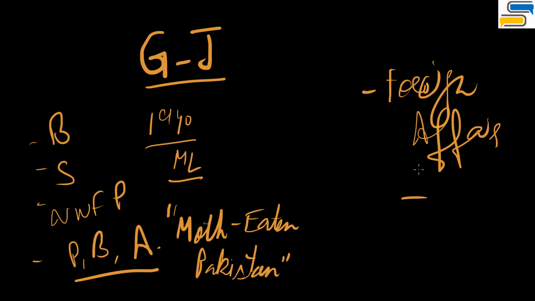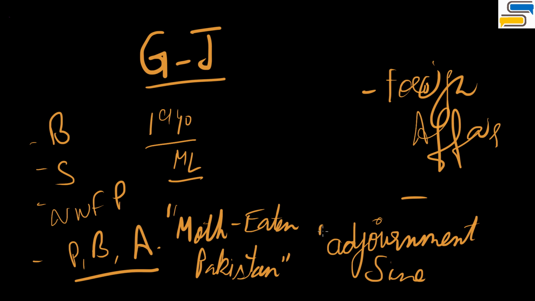So we now see that the talks have been unsuccessful here, and the conclusion of the talk was that Gandhi called it adjournment sine die. He called it adjournment sine die. He said that the conclusion has not been reached, but it does not mean that the talks have been totally cancelled. Gandhi still tried to keep the hopes alive. So this was about the Gandhi-Jinnah plan.